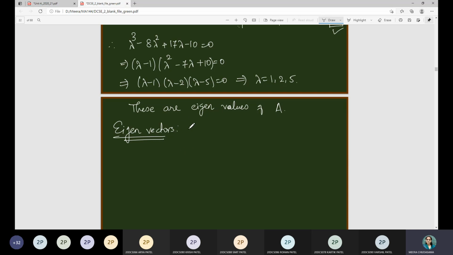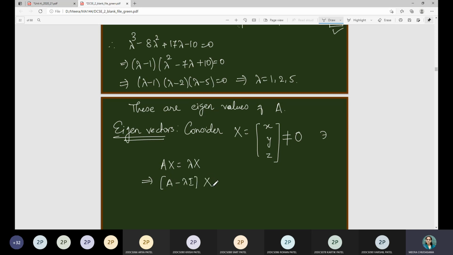To find eigenvectors, first what do we have to consider? You have to consider one vector. Consider capital X. We need 3 variables, so I will choose x, y, z. You can choose x1, x2, x3 as well, whichever is convenient for you. This has to be not equal to 0 such that Ax is equal to lambda x. By the definition of eigenvector, it has to satisfy this expression. This is nothing but the square matrix A minus lambda I, times x, is equal to a 0 matrix, right?